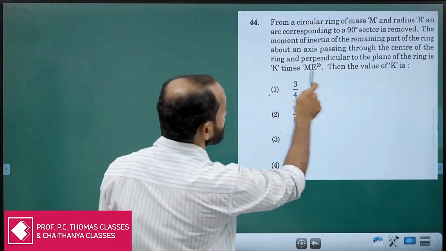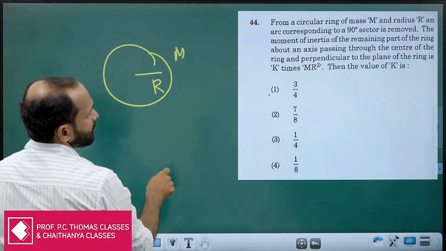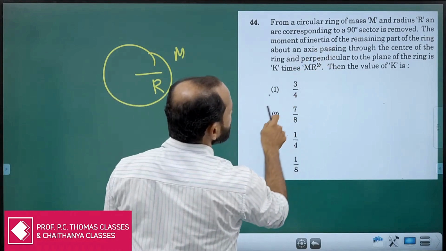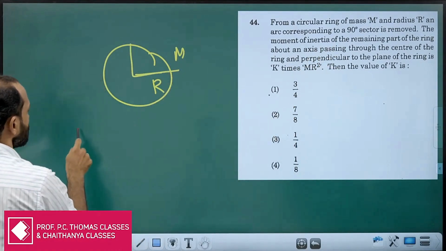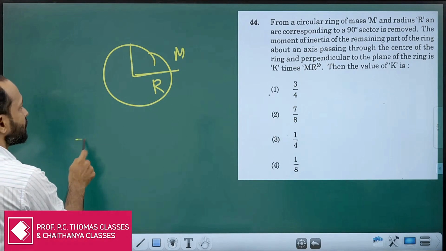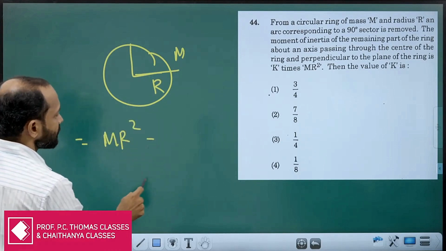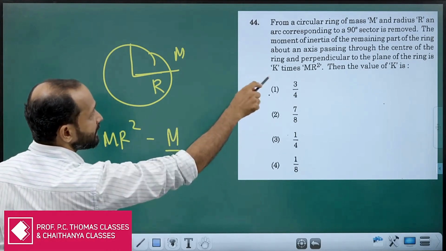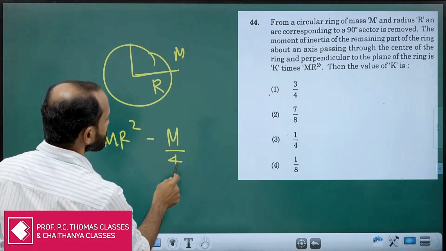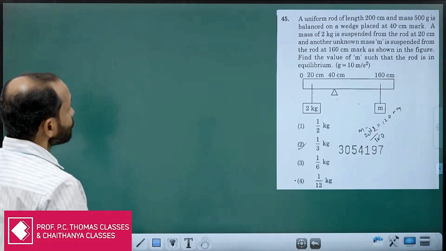44. From a circular ring of mass M and radius R, a portion corresponding to a 90 degree sector is removed. So what is the moment of inertia of the remaining portion? The moment of inertia of the remaining portion is equal to the full moment of inertia, M R square, minus the removed portion. What is the mass of the removed part? M by 4, because 90 degree means a quarter. A quarter mass is removed into R square. So the remainder is 3 by 4 M R square. So the answer is the first option.